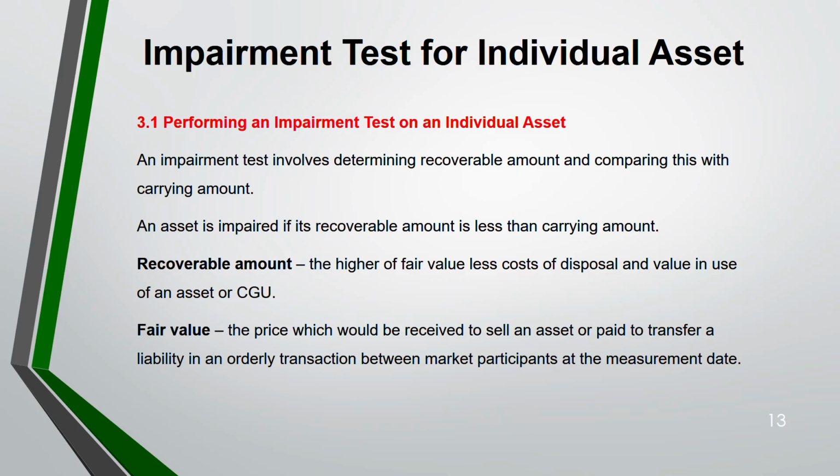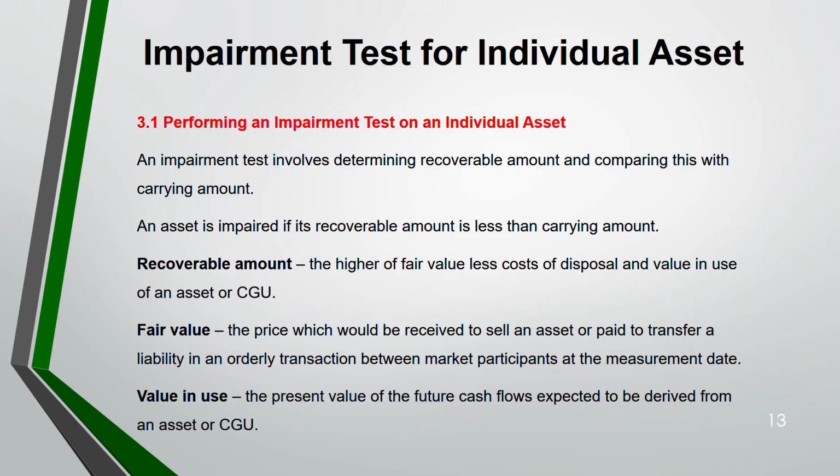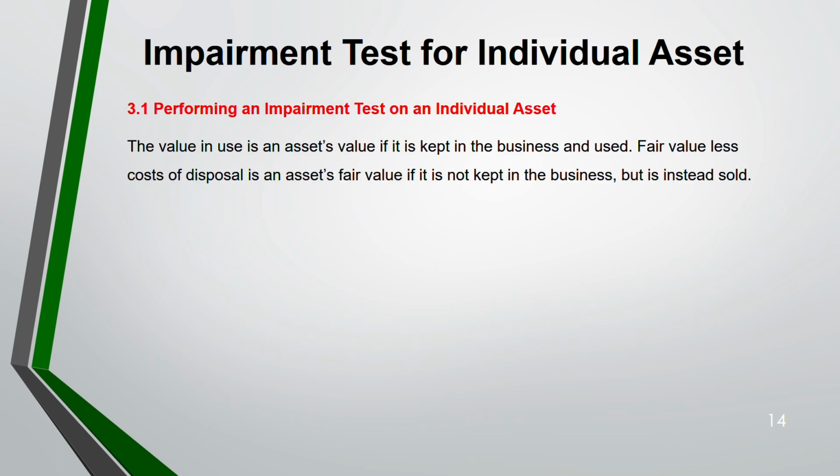Next, fair value. This we know from our IFRS 13: the price that you would have received to sell an asset in an orderly transaction between market participants at a measurement date. And value in use is the present value of your expected future cash flow that you expect to derive from the use of the asset or CGU. So value in use means what is the value of that asset if you keep that asset in the business and use it. And fair value less cost of disposal means what is the asset's fair value if it is not kept in the business, instead, if it is sold.